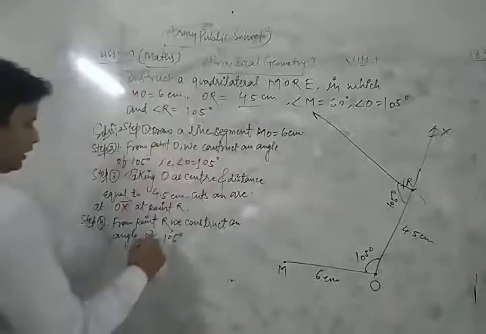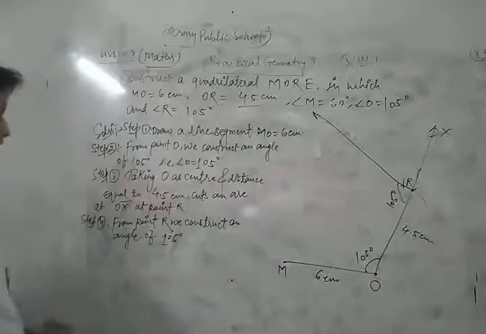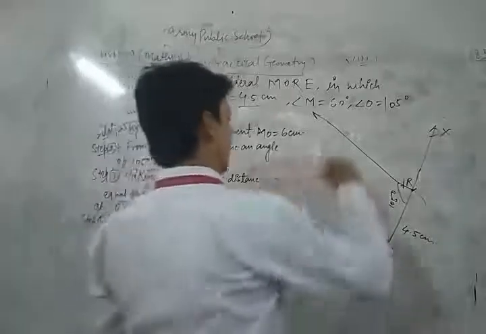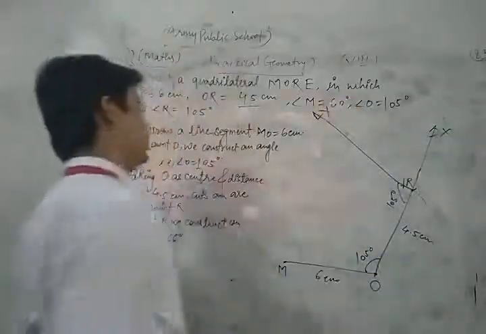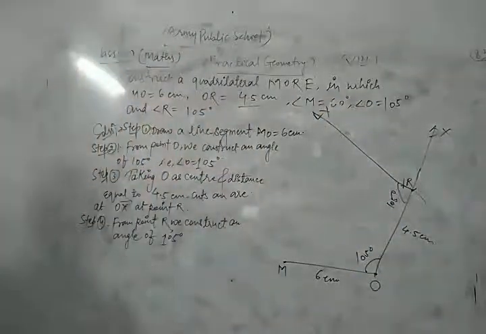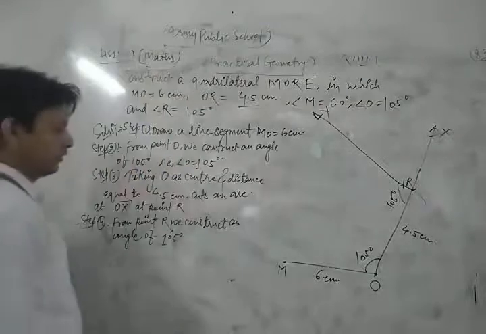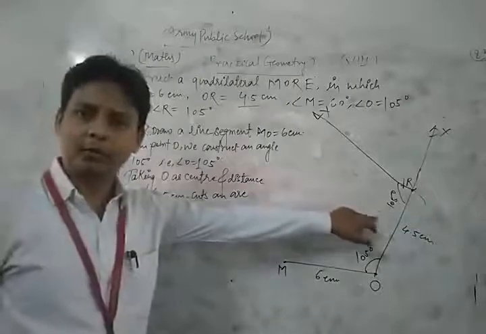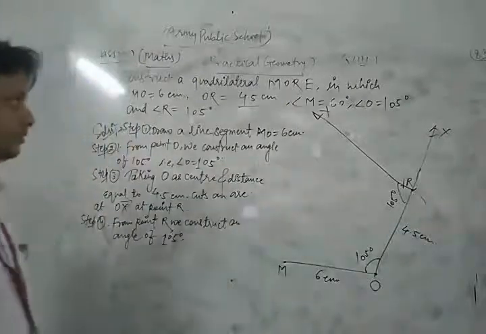Okay, from point R we construct an angle of 105 degrees and produce Y. So we are constructing them. Okay, now what do I do, let's see.